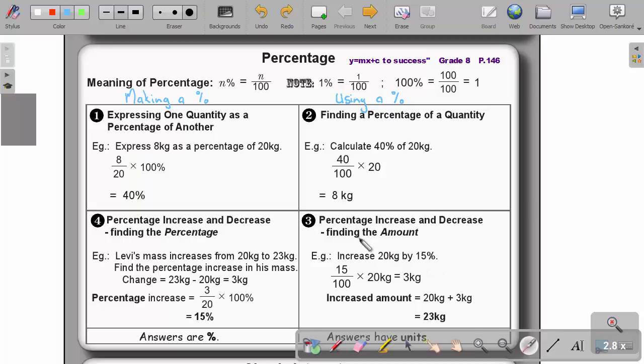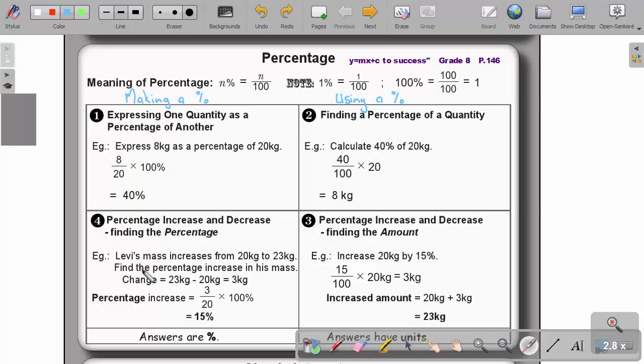Okay. Now, I want to show you that the one we are going to do in this part, number 4, is the reverse of number 3. So, remember, increase 20 kilogram by 15%. And that was an answer of 23 kilogram. But if I put this sum into reverse, I will say something like this. Levi's mass increased from 20 kilogram to 23 kilogram. From 20 to 23. And then I'm asking you, find the percentage increase in his mass. So I want you to find that 15%.